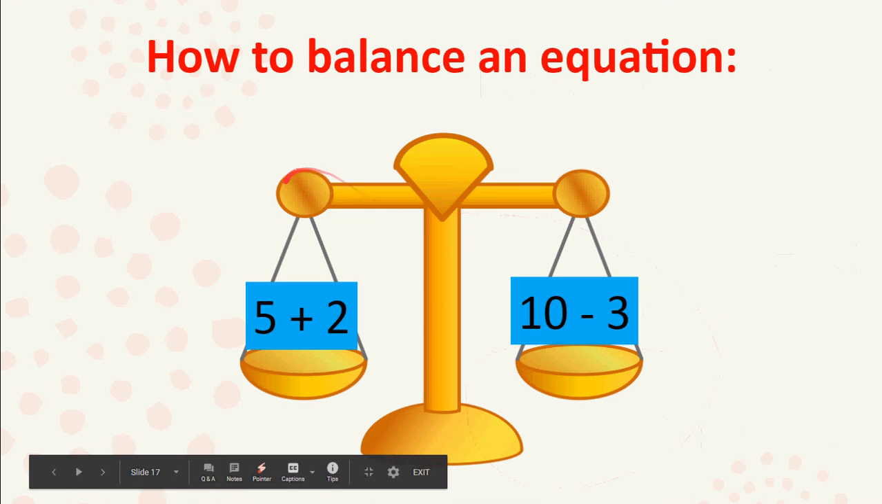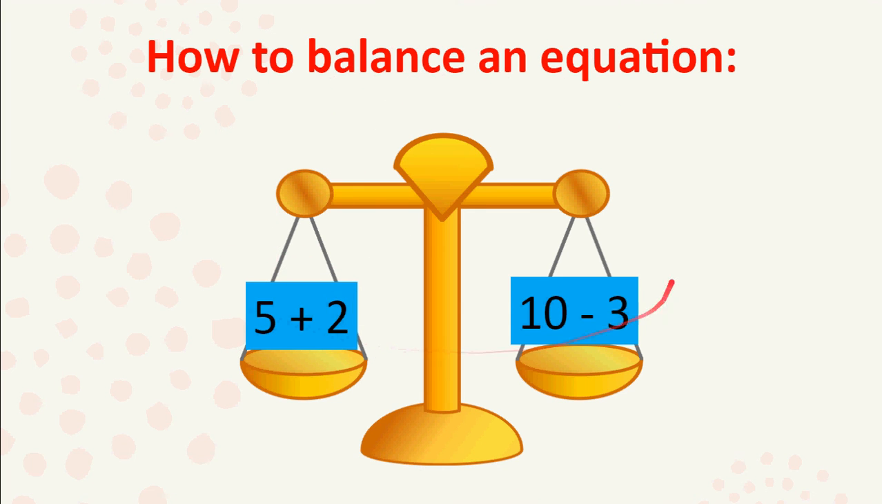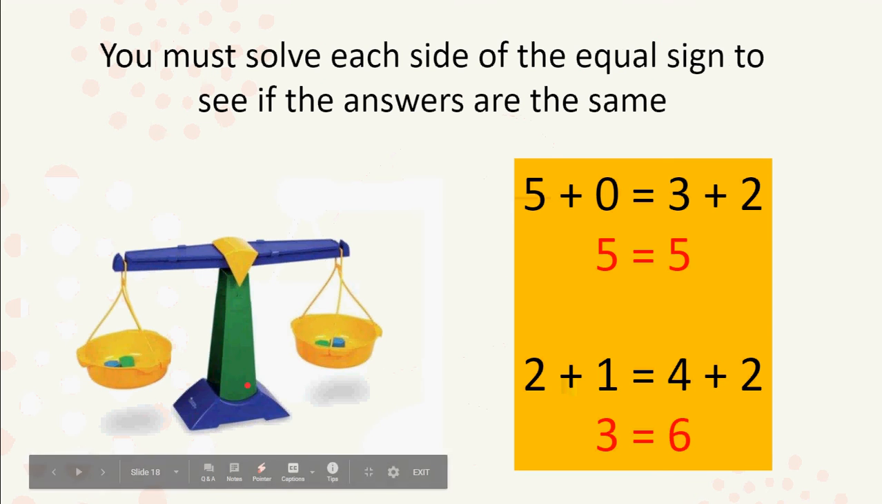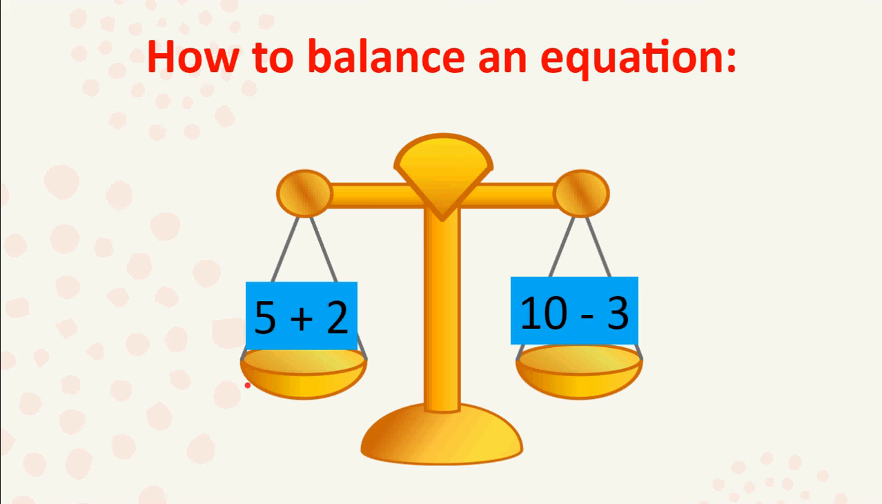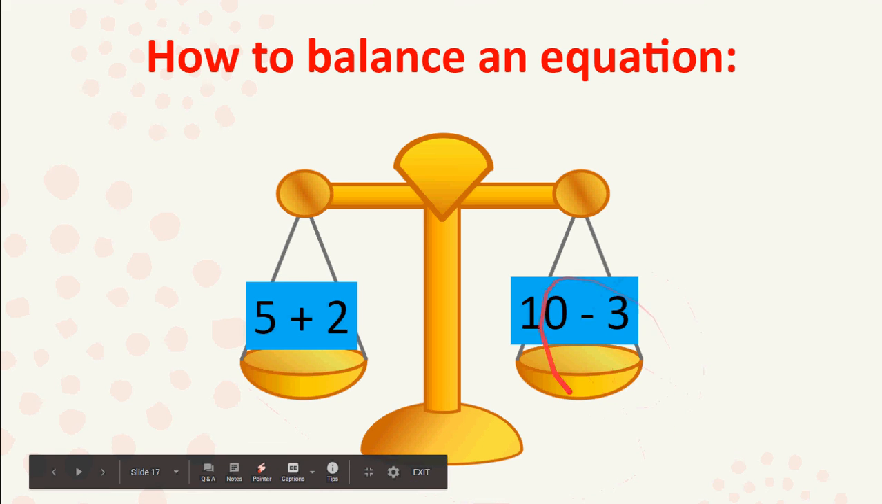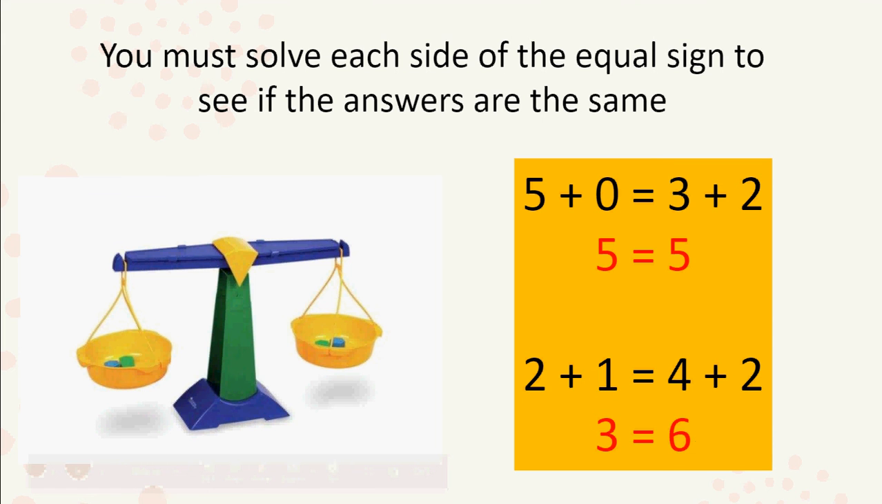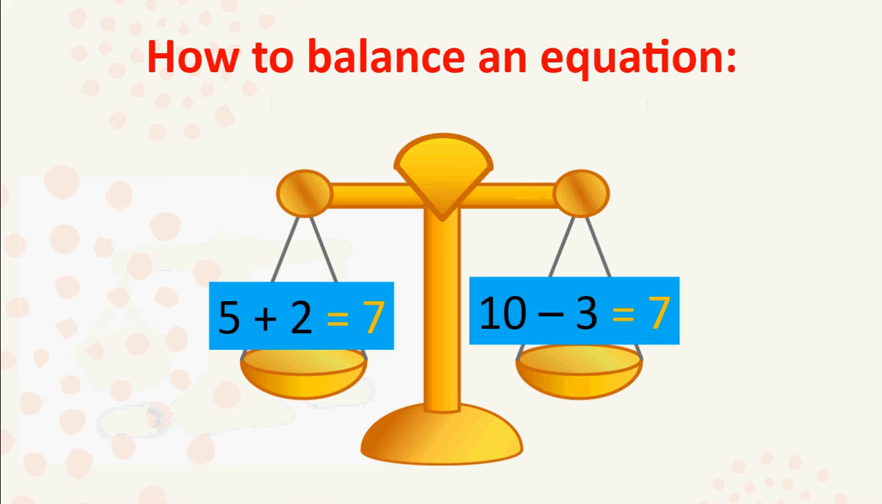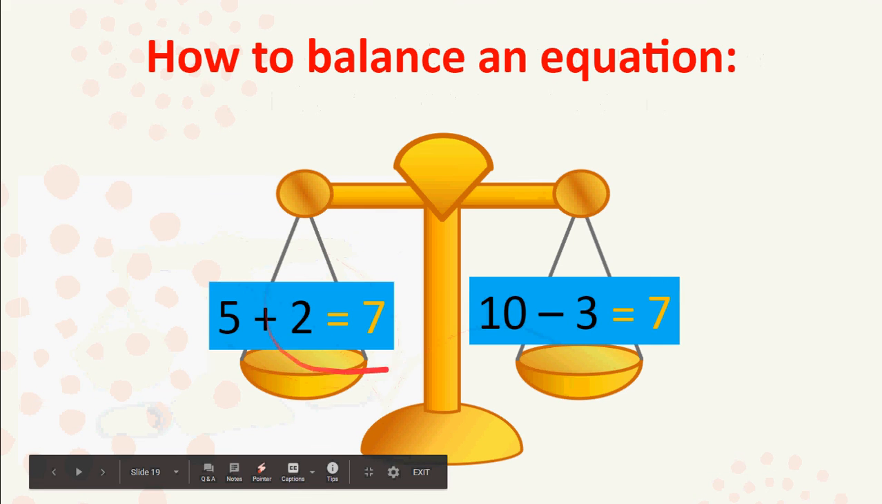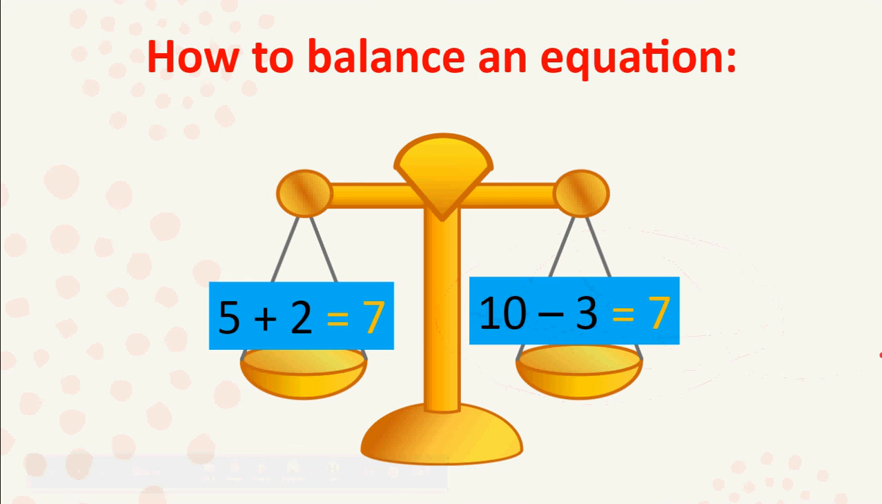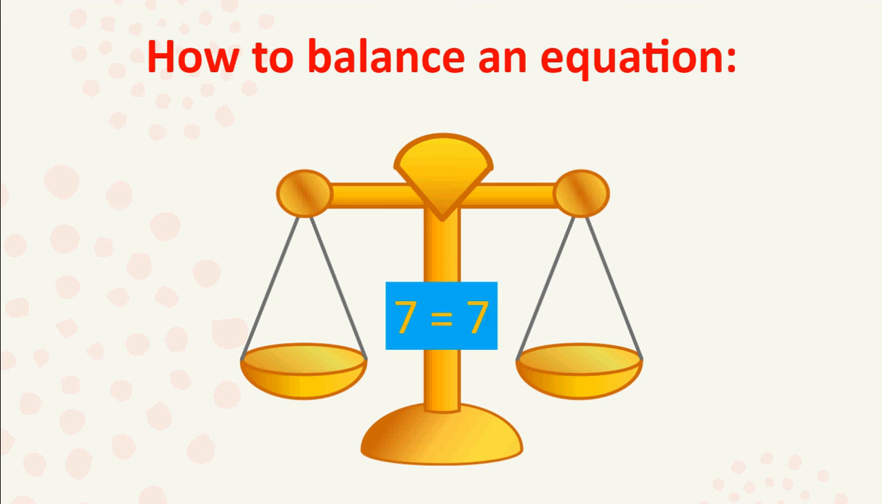When we balance equations, we know that both sides have to be the same. So it doesn't matter if I have 2 numbers here and 2 numbers here on either side of the equal sign. This side has to be the same as this side. What is 5 plus 2? We know that is 7, and 10 minus 3 is also 7. We have to solve each side to make sure the answers are the same. Just like we said, 5 plus 2 was 7, and also 10 minus 3 was 7, so the scales are balanced, or the numbers are the same. 7 does equal 7.